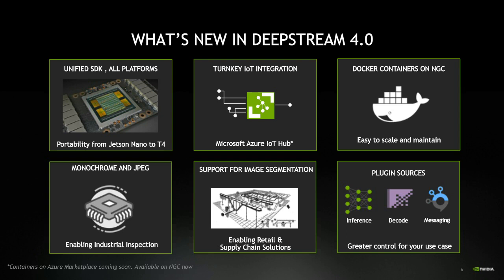For 4.0, we're also releasing new models and capability for industrial and retail use cases. There are new models to support monochrome or grayscale images and image segmentation. In addition, we're adding hardware-accelerated JPEG decode and encode. And finally, for the first time, we're opening up source code for 3 of our main plugins. This gives greater flexibility and control to our developers. The 3 that we're opening up are Decode, Inference, and the Message Broker plugin.